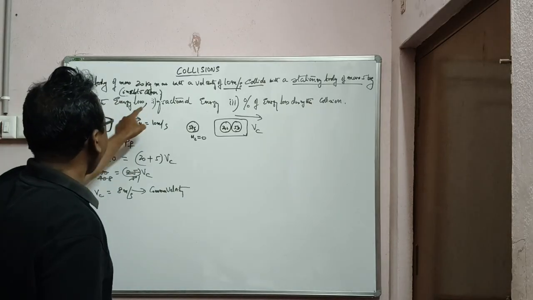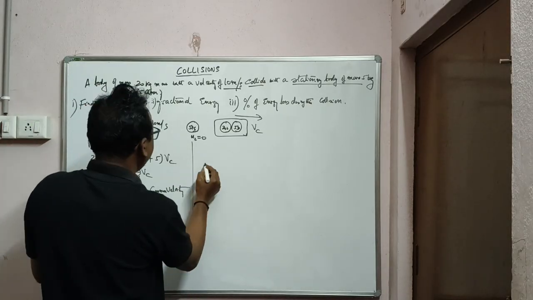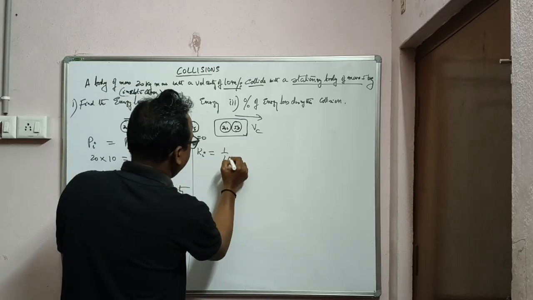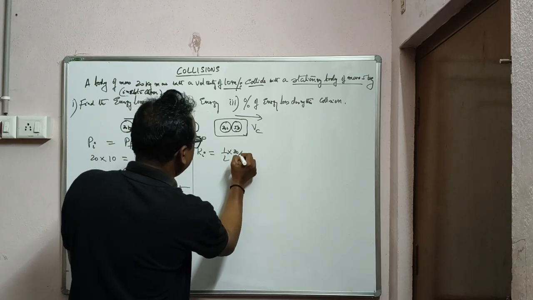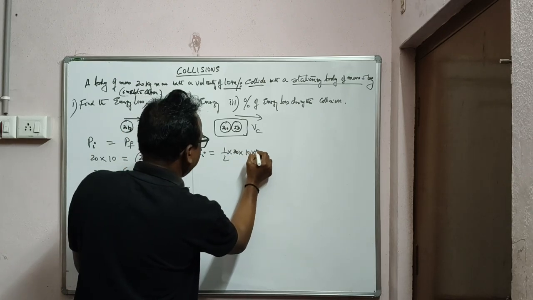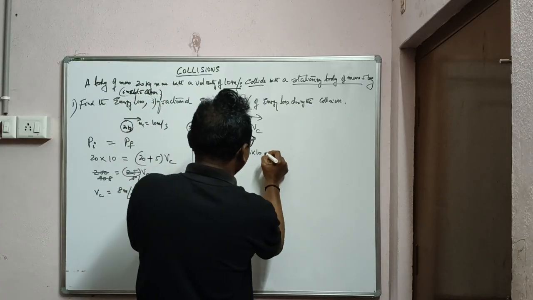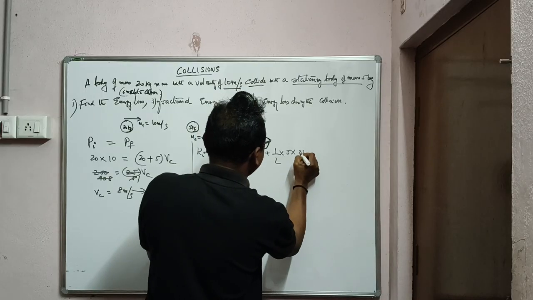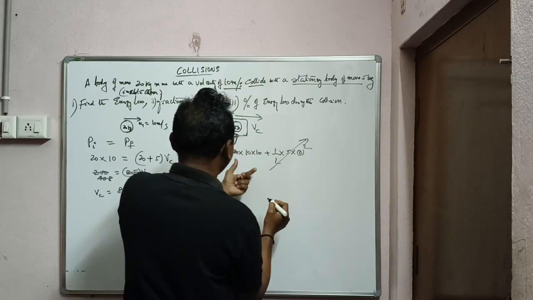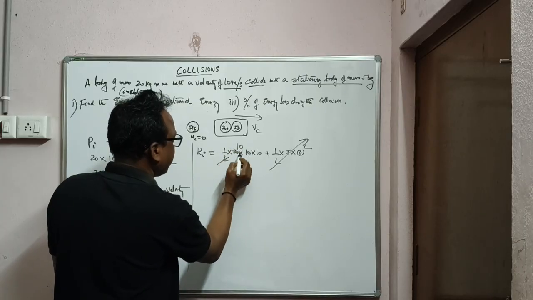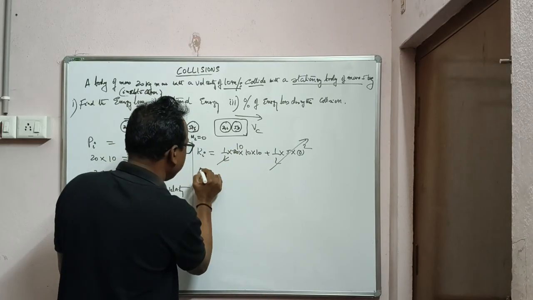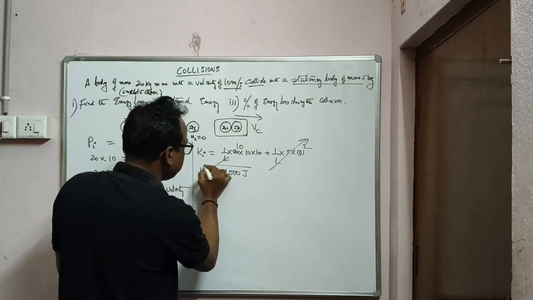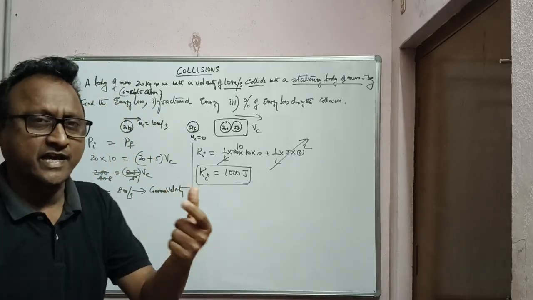Now, energy loss is what they asked. What is K initial? K initial is half into mass into velocity squared, 10 into 10. The second body is at rest, but let's add that too: half into m, at rest so 0 whole square. So what is the total value? 10 into 10 is 100, 100 into 10 is 1000. So what is kinetic energy initial? 1000 joules. This is the initial kinetic energy.